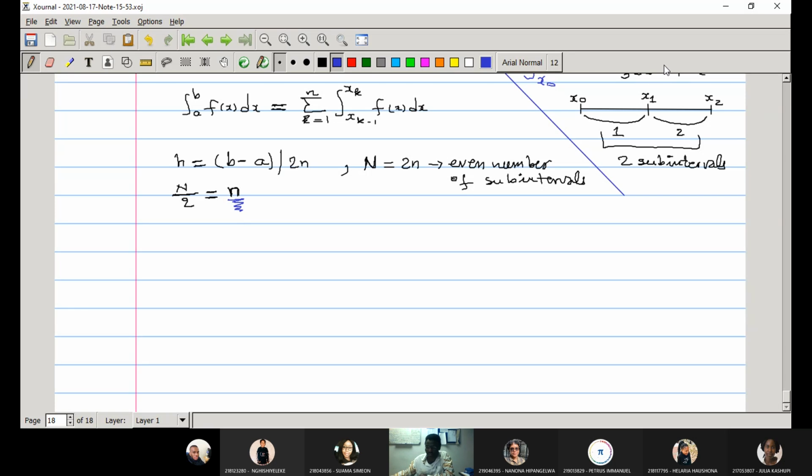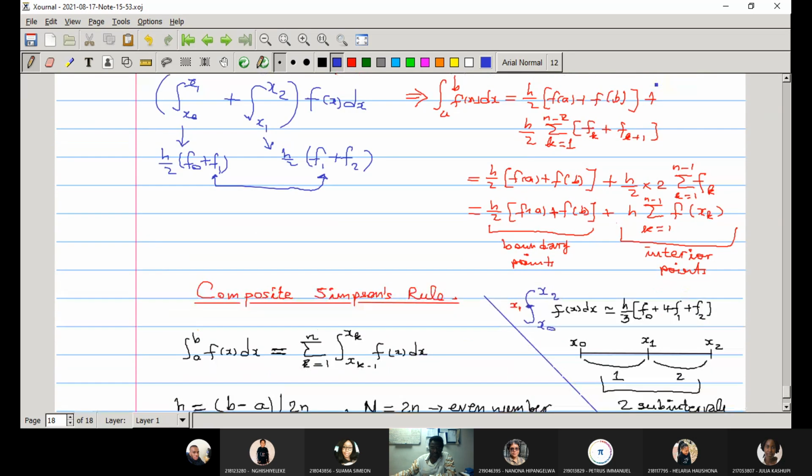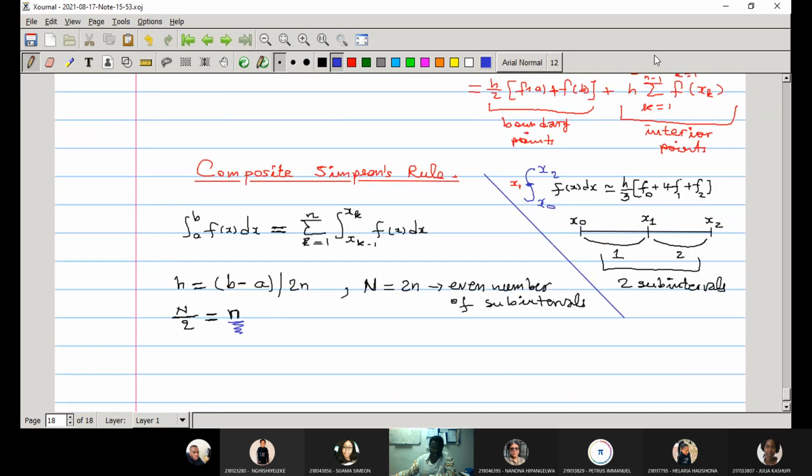Okay, now let us proceed with the formula. Now, you see that when I write this K running from 1 to N, this N here is no longer the total number of subintervals, but it's the number of subintervals divided by 2. You see, by 2. Right. Are we there? Great.